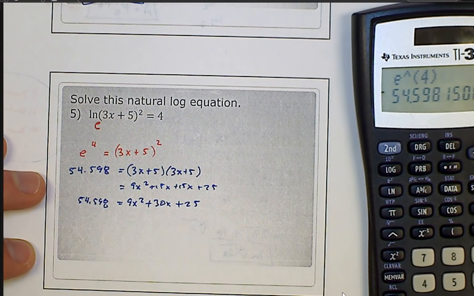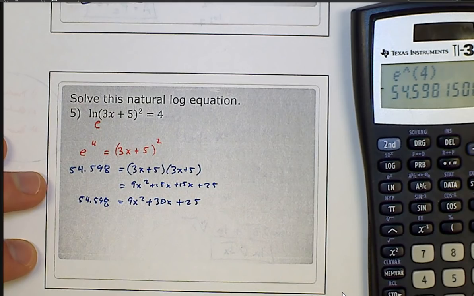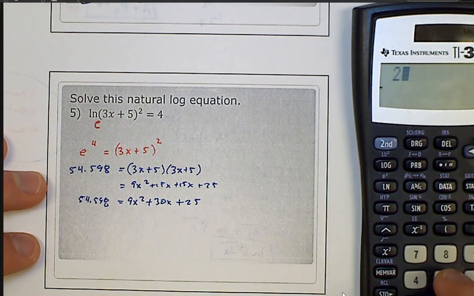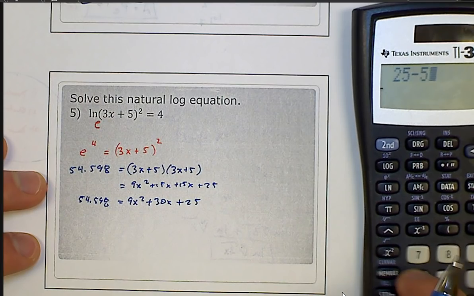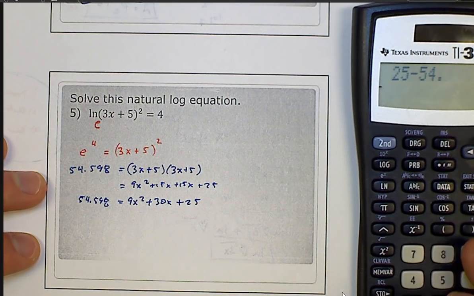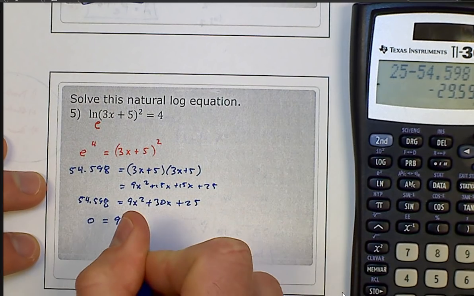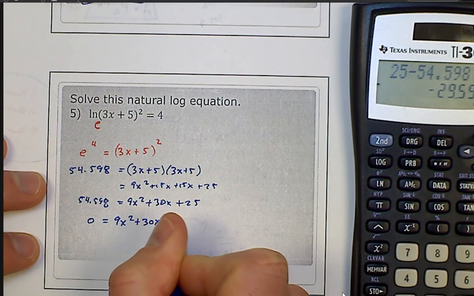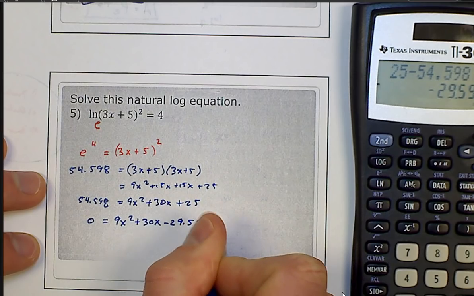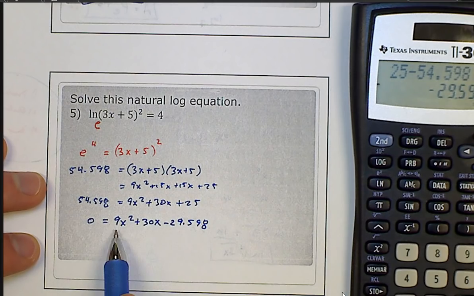Now, what do you think you're going to have to do to solve this problem? Well, you're going to have to subtract 54.598 from 25, so 25 minus 54.598, and I get 0 equals 9x squared plus 30x minus 29.598. You have a quadratic. How do you solve this quadratic?